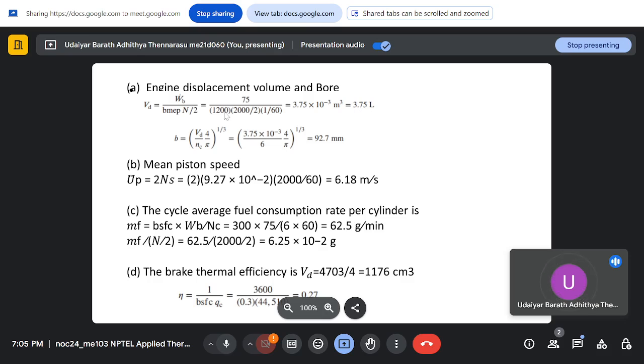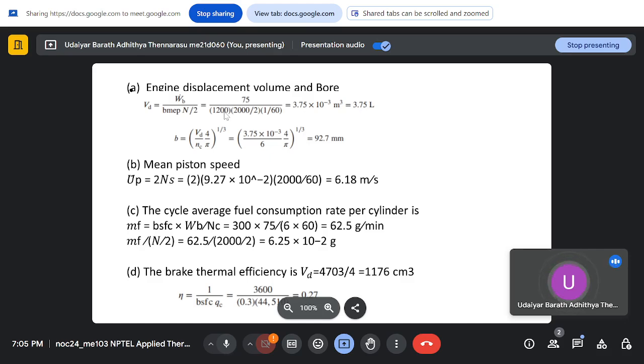So from this we also know your bore and stroke are equal. So it's a square engine, so bore equals stroke. So displacement volume is pi by 4 into number of cylinders into d cube. Rearranging, d is the cube root of displacement volume into 4 divided by pi into number of cylinders. So displacement volume we know is 3.75 into 10 power minus 3 meter cube, divided by number of cylinders, which is 6. So this effectively comes out to be bore as 92.7 mm.